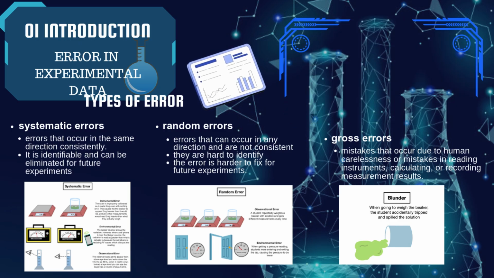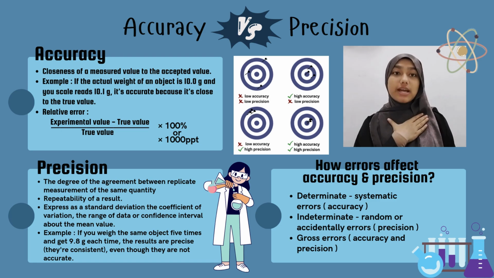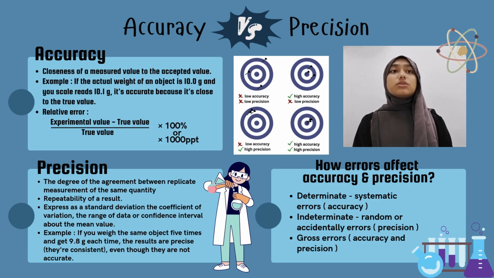Hi, I'm Sita binti Azman. I will present about accuracy and precision. Accuracy and precision are two important concepts in measurement. Accuracy is the closeness of a measured value to the accepted value.